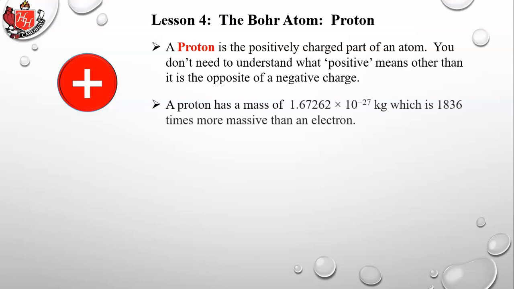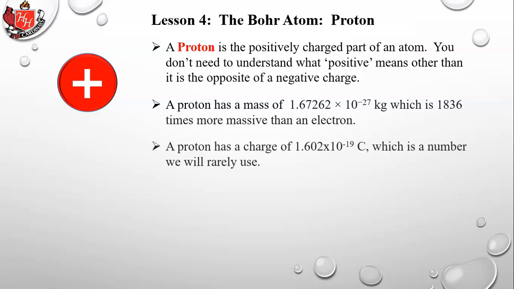A proton has a mass of 10 to the minus 27th kilograms, which is about 1,836 times more massive than an electron. So a proton has the same charge as an electron, but opposite, equal charge but opposite. However, it's much, much more massive than an electron. A proton has a charge of 1.602 times 10 to the negative 19th coulombs. A coulomb is simply a measure of electric charge, which is a number we will rarely use.